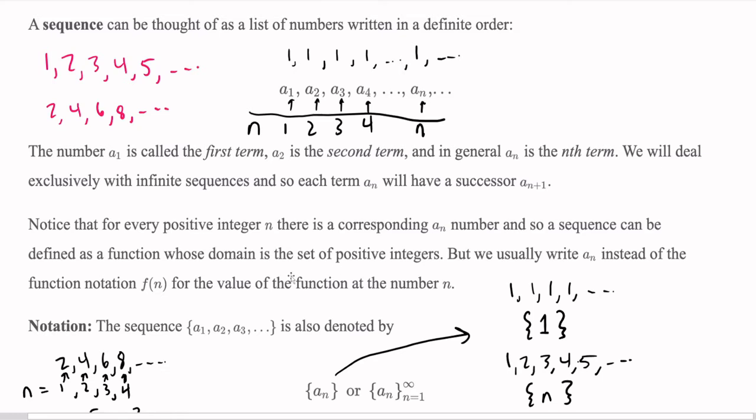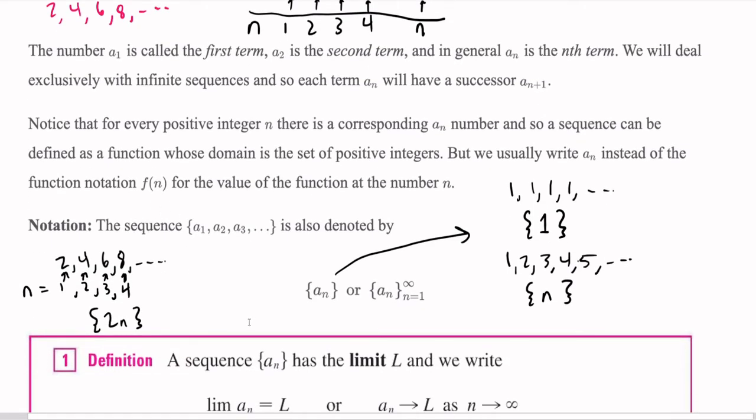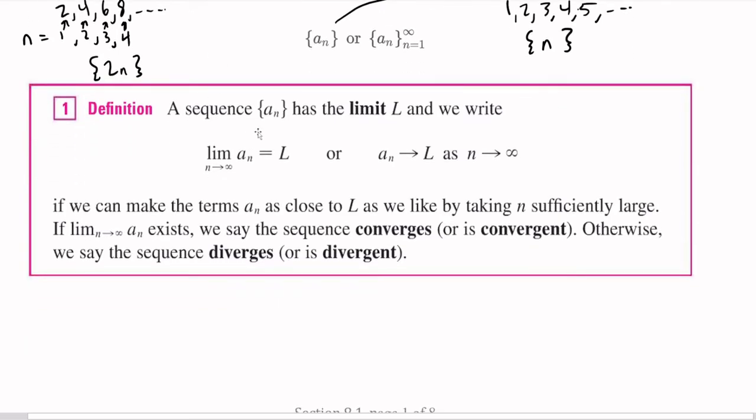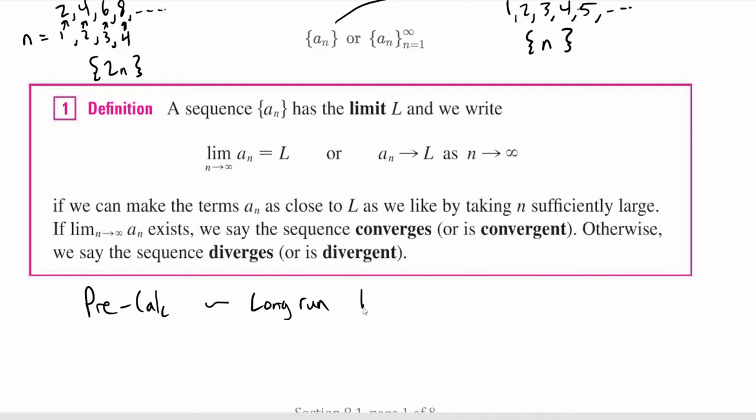So our big thing is, if there is a pattern to this list, we are interested in the long run behavior here. So hopefully you remember from pre-calc the term long run behavior, right? This is something we talked about with functions, and something we talked about when we learned about limits in Calc 1. What happens to my thing?